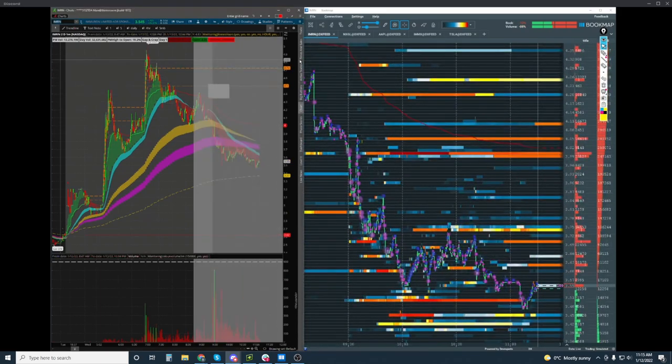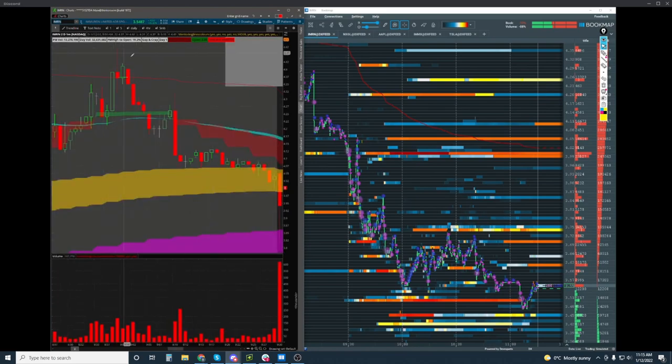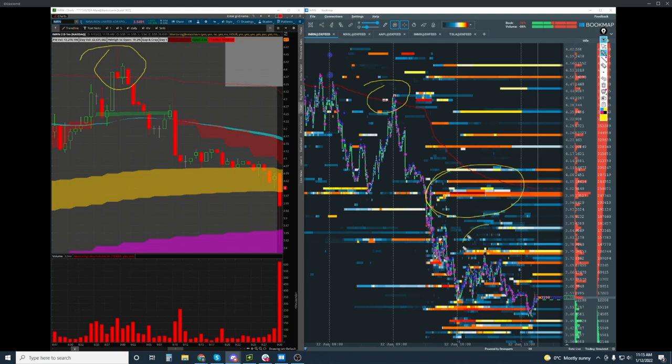This was another failure today, IMRN. You can see this morning it topped into a fake VWAP breakout at this level. We were at 9 o'clock, so this pop, and then simply liquidity came, liquidity came, liquidity came, and it started to unwind all the way down.